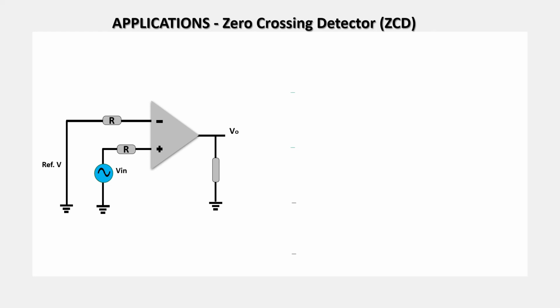Zero crossing detector. This is another application of comparators. A ZCD is a circuit in which the output switches from plus VSAT to minus VSAT or from minus VSAT to plus VSAT at the instant when the applied voltage is 0 volt. We can design a ZCD with either an inverting comparator or a non-inverting comparator by setting V reference equal to 0 volt. Let us draw the input waveform, reference voltage and output waveform.